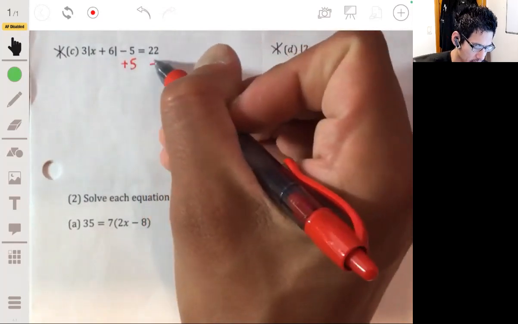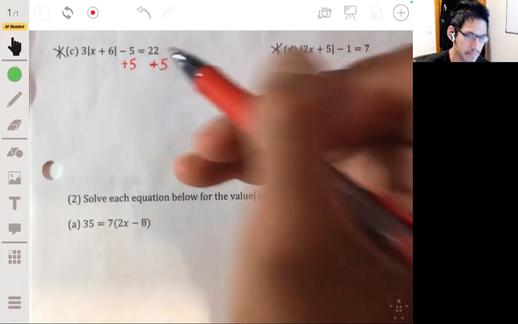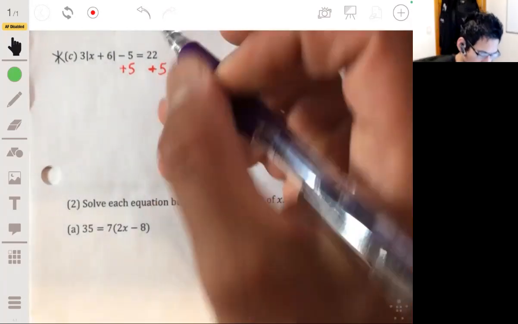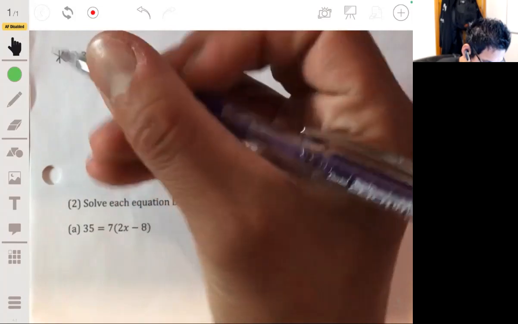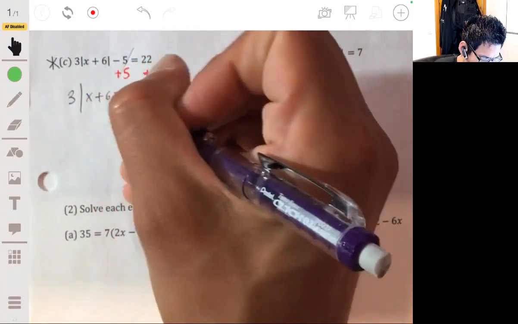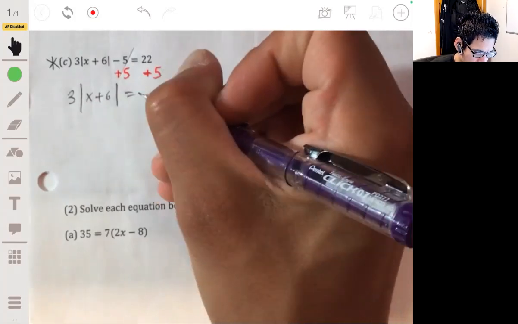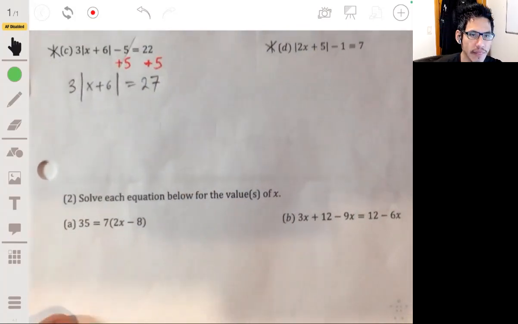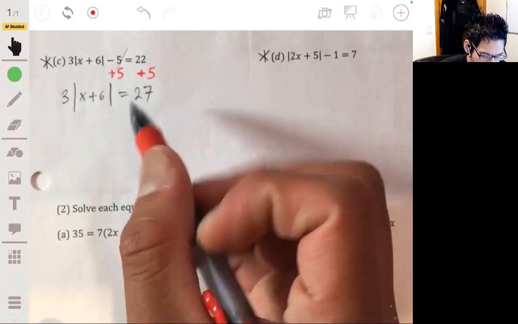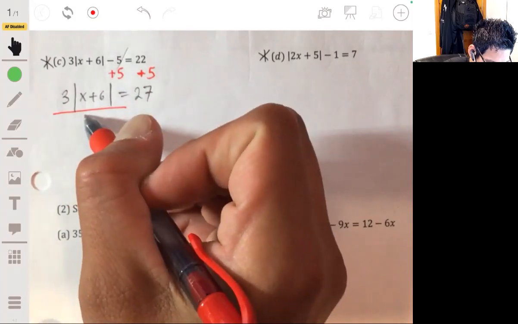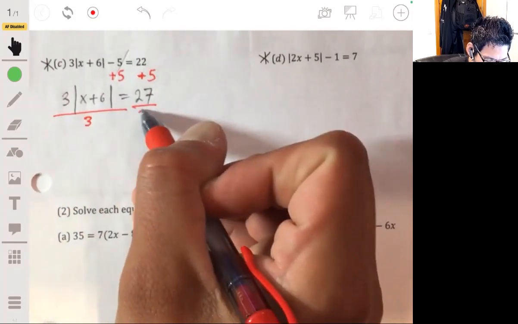So first let's add 5 to both sides to begin that, just like with an equation. So 3 times the absolute value of x plus 6 equals 27. And then be careful to not make the mistake of distributing this 3. We're going to want to divide it out.